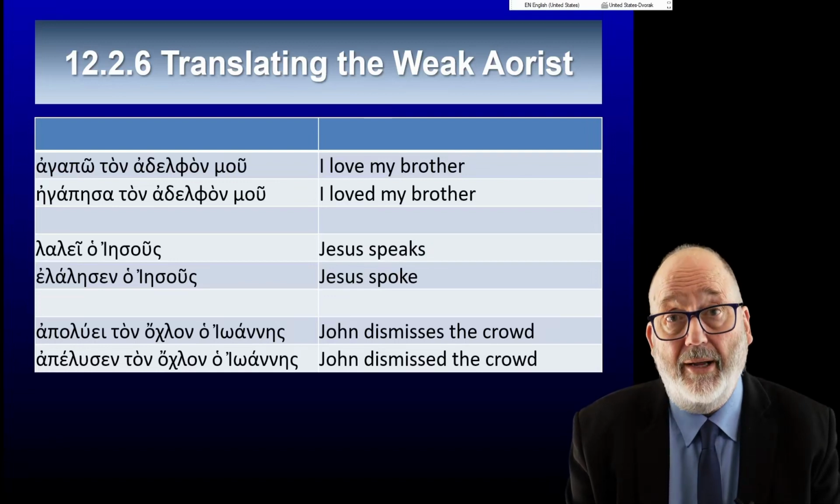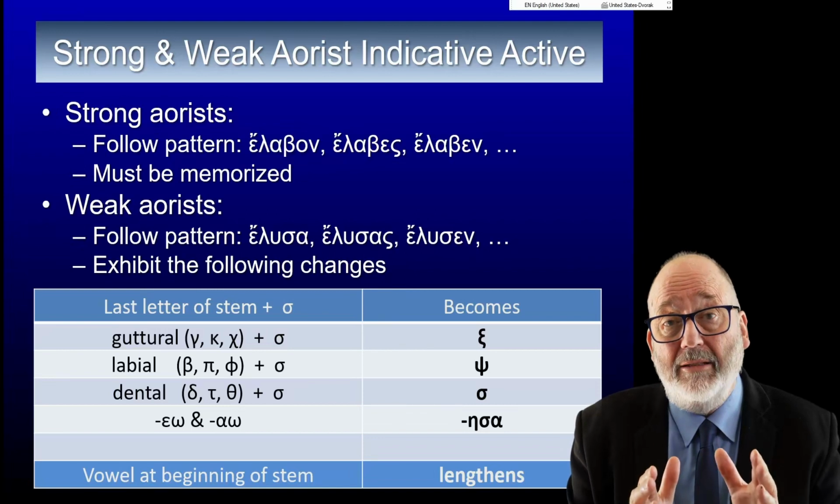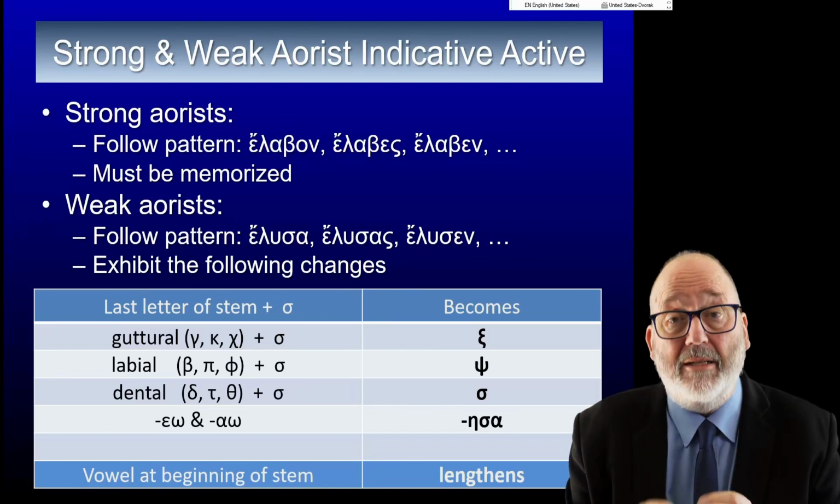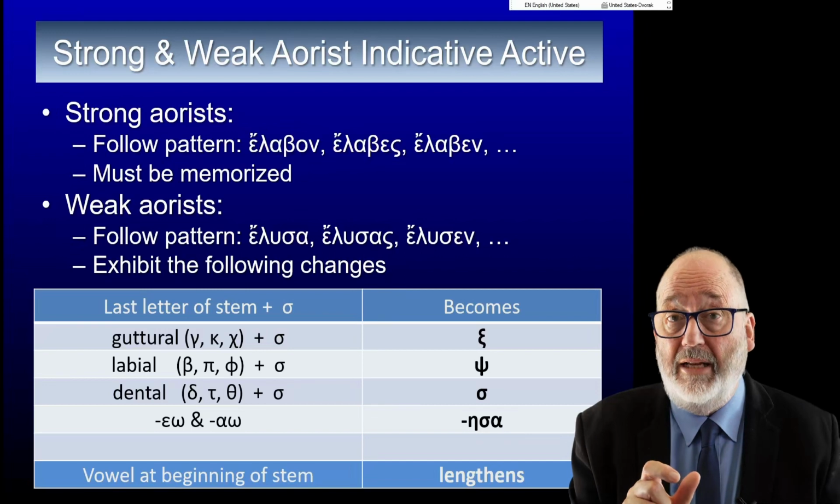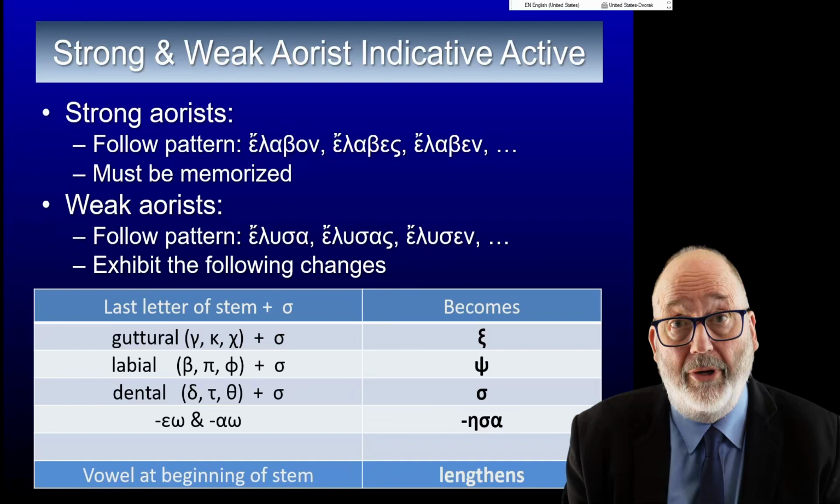John dismissed the crowd. So with all that's going on with weak aorists, and thinking, well, there's strong aorists as well, you get the feeling there might be an awful lot going on with the aorist tense. Well, there's a little bit going on, but it's okay if we notice some things. Strong aorists follow the pattern of elabon, elabes, elaben. So they have their own endings. They're different from the weak aorist endings. So with the strong aorists, we just have to memorize them.